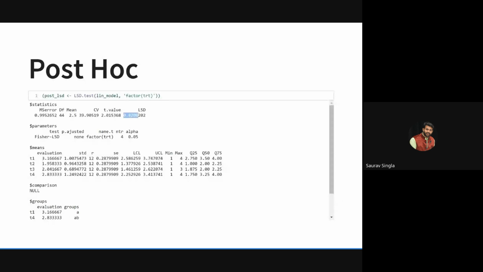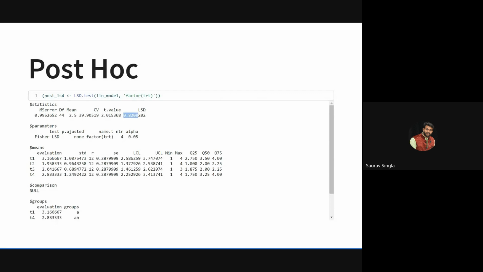Least significant difference. What is the meaning? Least significant difference, three words. That means the minimum difference that must be there between the means of two treatments so that we may call them significantly different. That is your CD or LSD value.